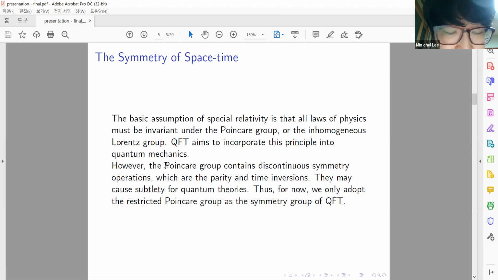This is illustrated in the classic book by Arthur Wightman, which is called PCT, Spin and Statistics, and All That. So for now, we only adopt the restricted Poincare group as the symmetry group of QFT. For the restricted Poincare group, we mean that there's no time inversion and no parity inversion. We only think of proper and orthochronous Lorentz transformations.